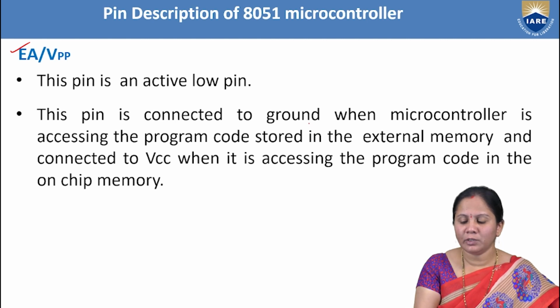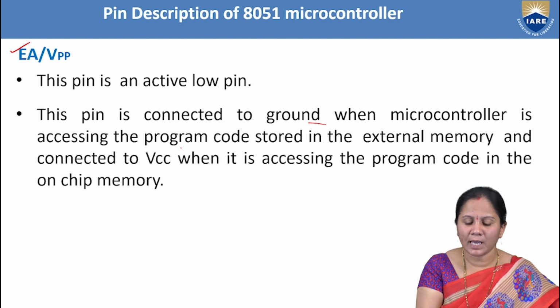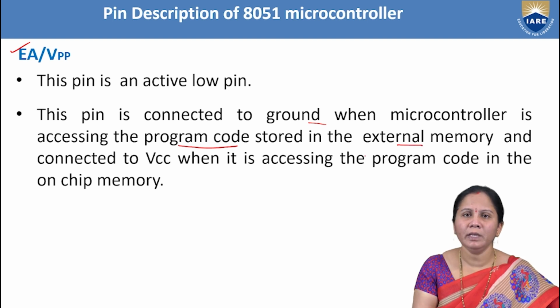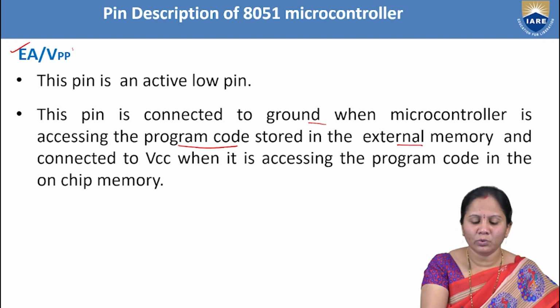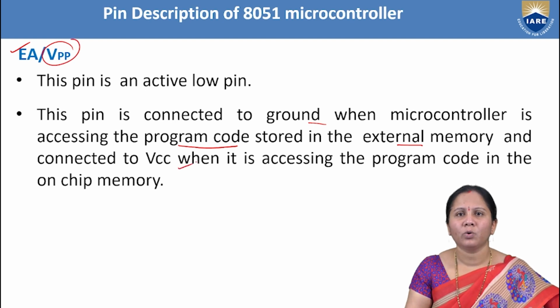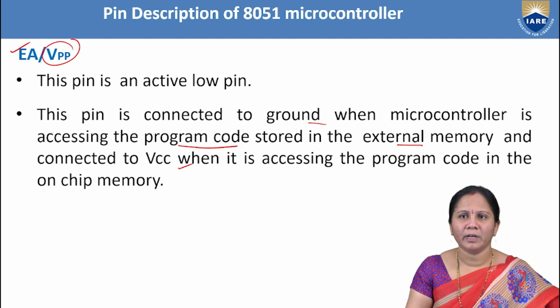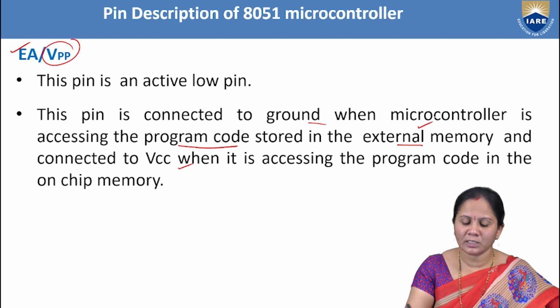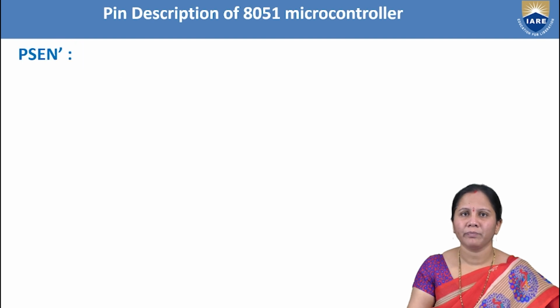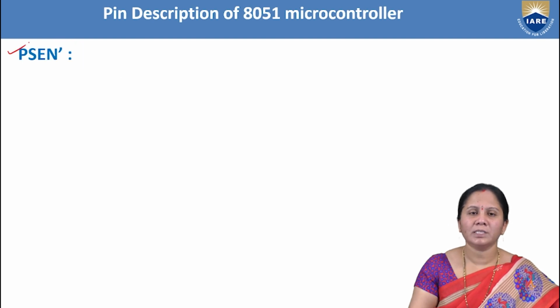So this pin is connected to the ground when the microcontroller is accessing the program code in the external memory, and connected to VCC when it is accessing the program code in the on-chip memory. So in one case it is external memory, in another case it is on-chip memory. And another signal is PSEN bar.